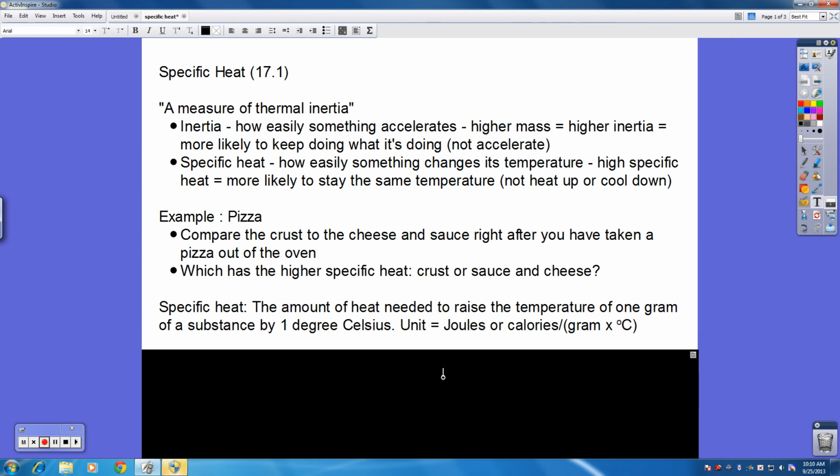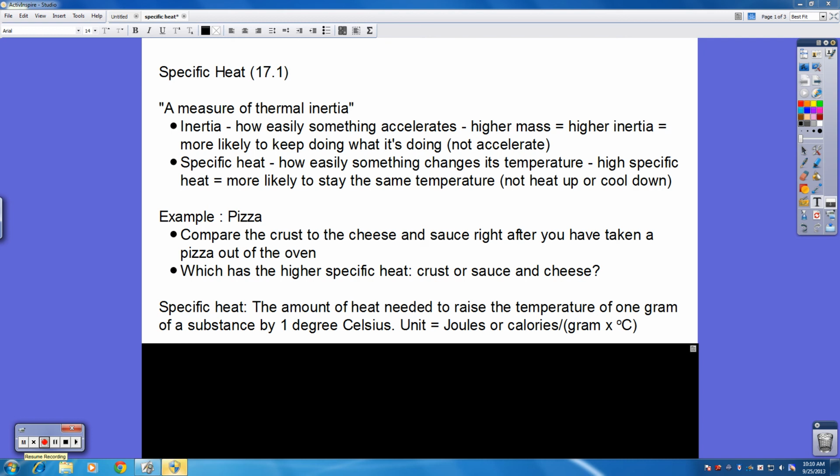So what specific heat actually is, is the amount of heat needed to raise the temperature of 1 gram of a substance by 1 degree Celsius. And the unit for that is joules or calories per gram times degree Celsius. And we're going to look at how that breaks down in a minute.